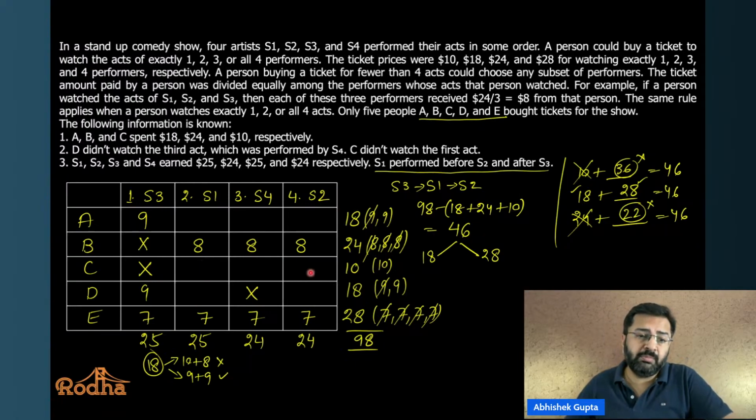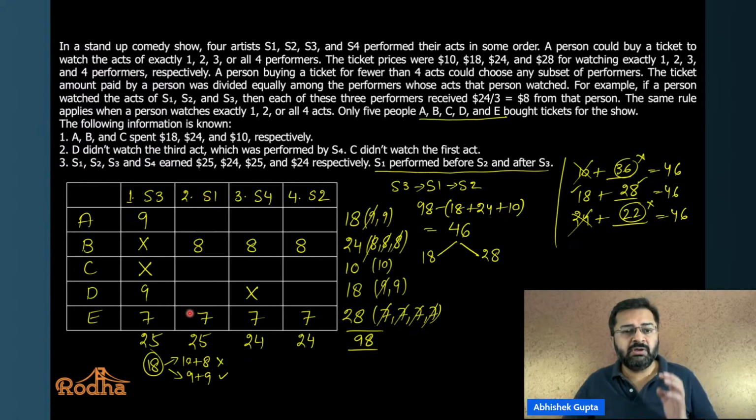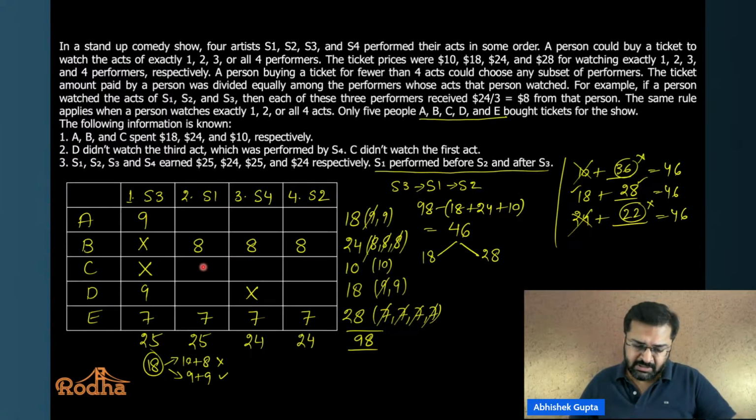Can I put a 10 here? No, again not available. So if I have to make this 25, 8 plus 7, 15 is already there. We have to make it 25, so we need a 10. So where can I get a 10? In this cell? No, not possible. In this cell? Not possible. The only possibility of putting a 10 here is this. So let me put this here. This becomes 10. And you can see that this 10 is gone. We cannot put any 10 anywhere else now.